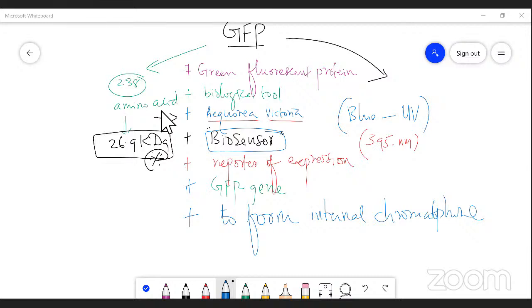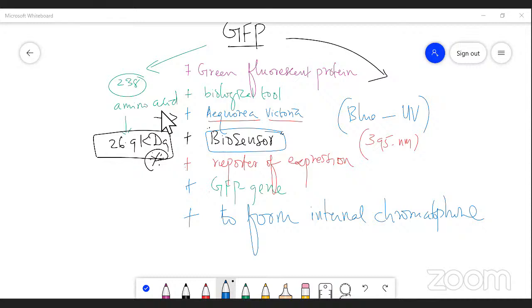Yes, sir. How many amino acids are present in GFP? 238. 238 amino acids. Very good. Then could you mention its fresh weight? Here I have given a weight, that is 26.9.